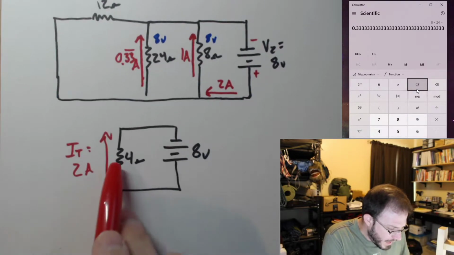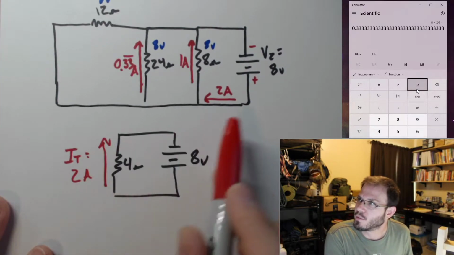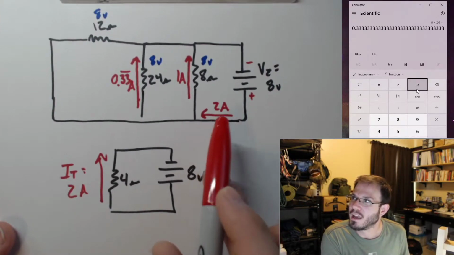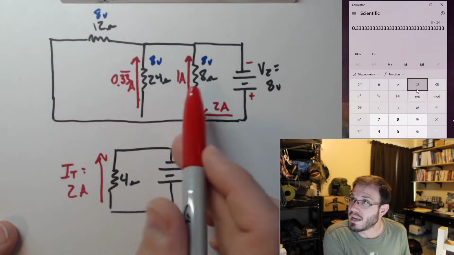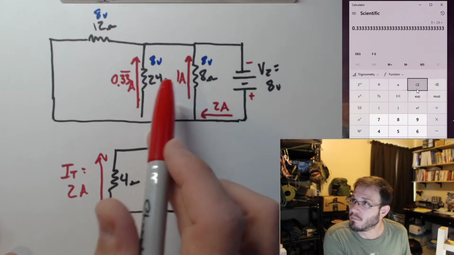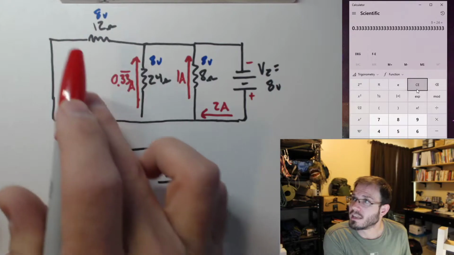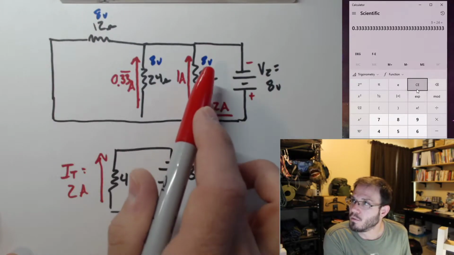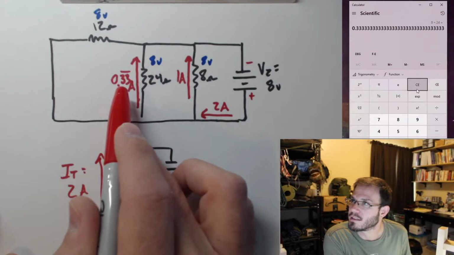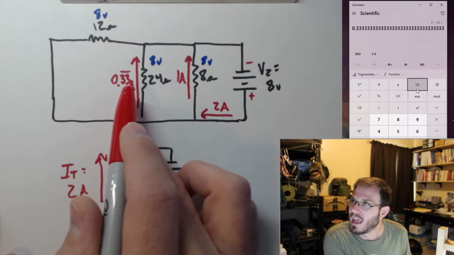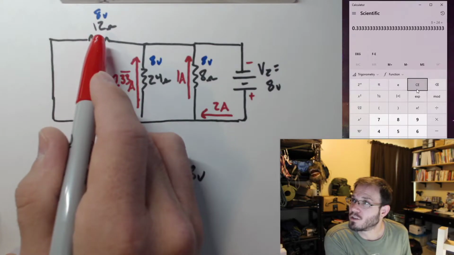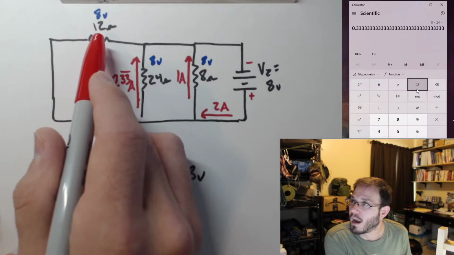Okay, but as I showed, once we figured out this was 2 amps, that didn't help us further solve this problem. We needed to use something else, and that something else was, well, I just have 3 resistances in parallel with 8 volts applied. The 8 volts is in parallel with all of these. So I have 8 volts across each one of these, and then now I just apply Ohm's law. 8 volts divided by 8 ohms gives me 1 amp. 8 volts divided by 24 ohms gives us 0.33 repeating amps. And now I didn't need to solve this. I could just do 8 volts divided by 12 ohms. And we'll figure out what that is in a second.